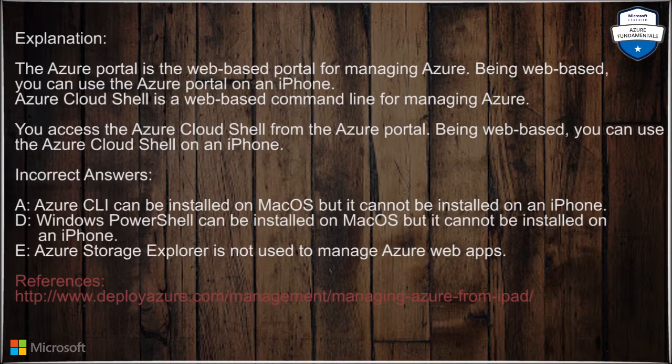Explanation. The Azure portal is the web-based portal for managing Azure. Being web-based, you can use the Azure portal on an iPhone. Azure Cloud Shell is a web-based command line for managing Azure. You access the Azure Cloud Shell from the Azure portal. Being web-based, you can use the Azure Cloud Shell on an iPhone.